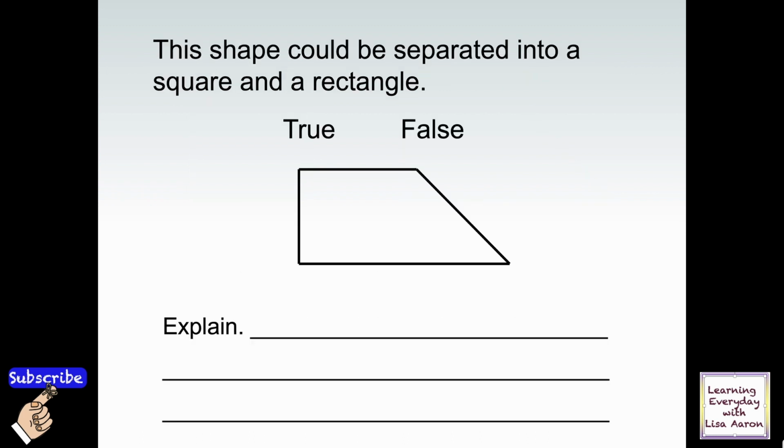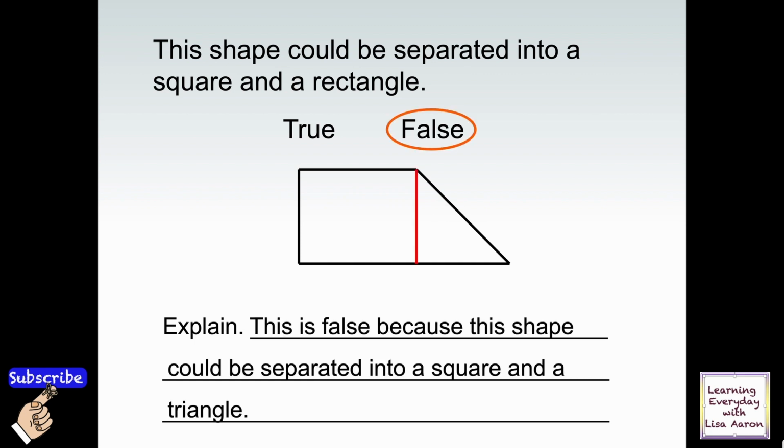This shape could be separated into a square and a rectangle. True or false? Explain. This is false because this shape could be separated into a square and a triangle.